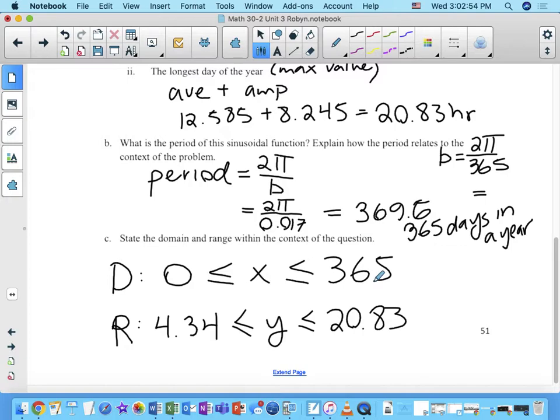You could also think about it this way. If you're at 12 a.m. on January 1st, in some places you can see the sun at 12 a.m. It's called the midnight sun up in the north. So you can start having a value for daylight right at 12 a.m. Okay, questions with that one? No? Next.